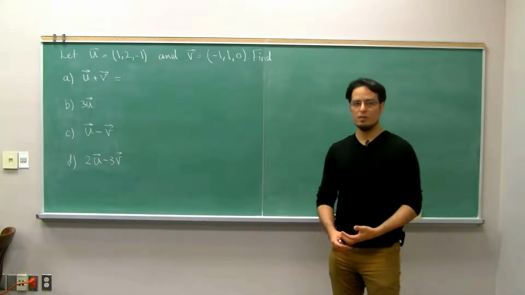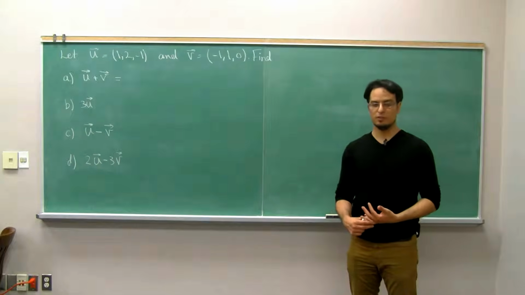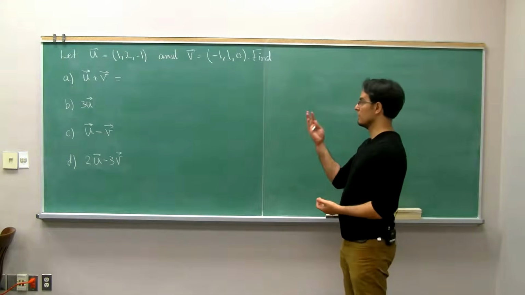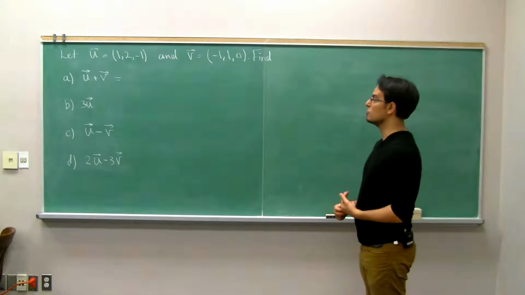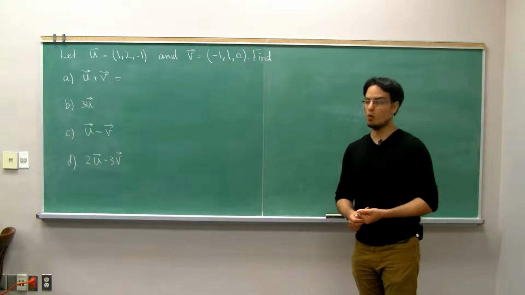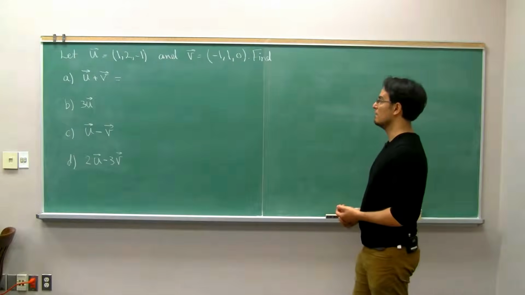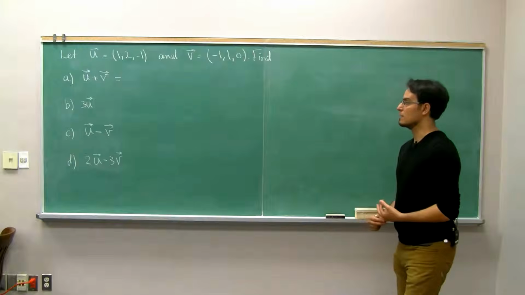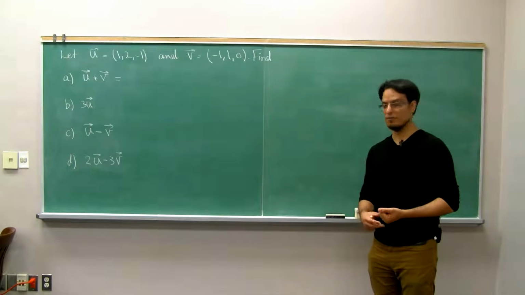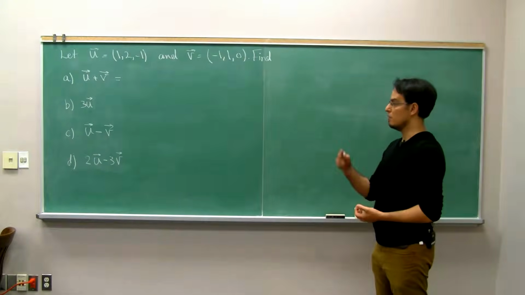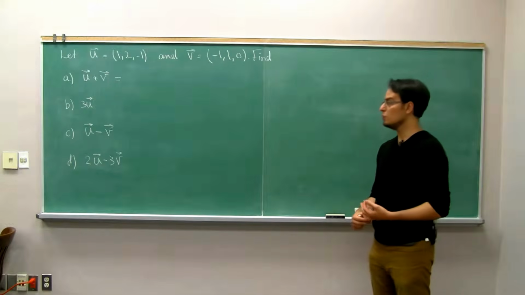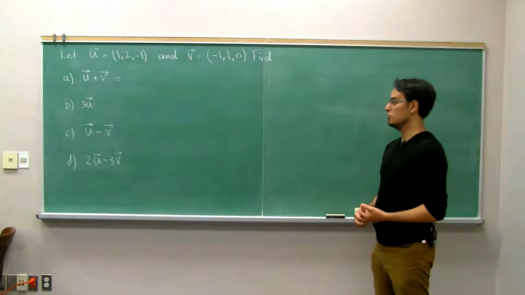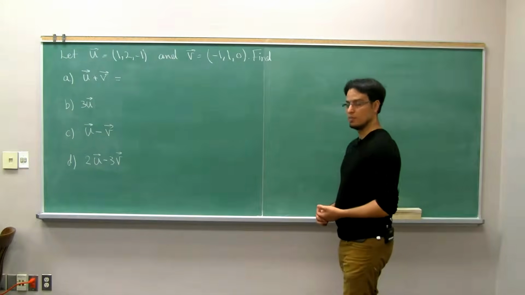Hello. In this video, I'm going to do an example reviewing the basic operations on vectors. The question gives us two vectors, u, which is (1, 2, -1), and v, which is (-1, 1, 0). The question has 4 parts. Part A asks to find the sum of the vectors. Part B asks to find 3u, part C, u minus v, and part D, 2u minus 3v.